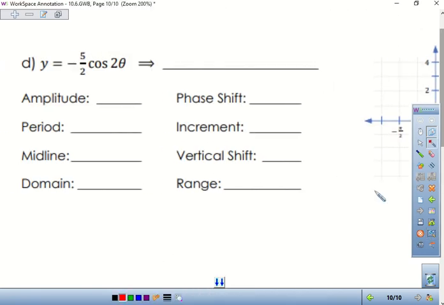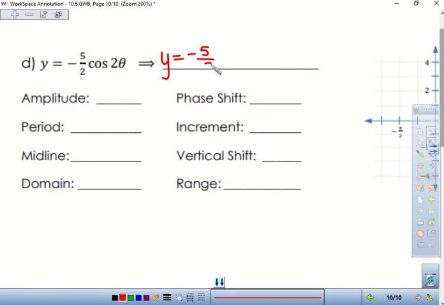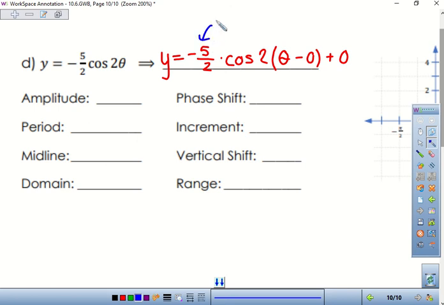So let's rewrite it in its true standard form. That's going to be y equals a times cosine of b times theta minus h plus k. So that's its complete standard form. This is A, B, H, and K.